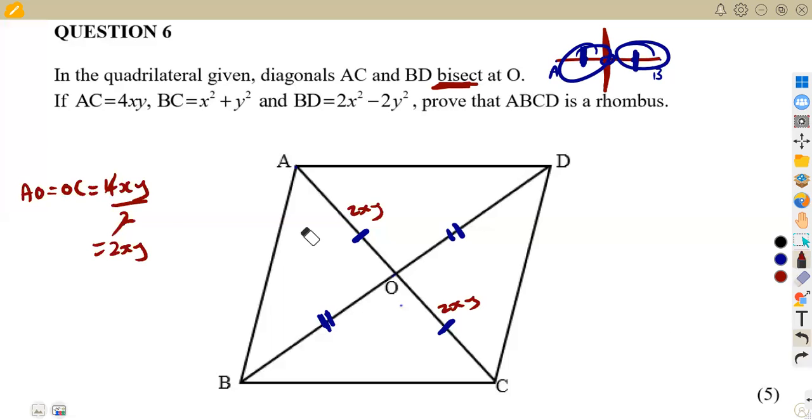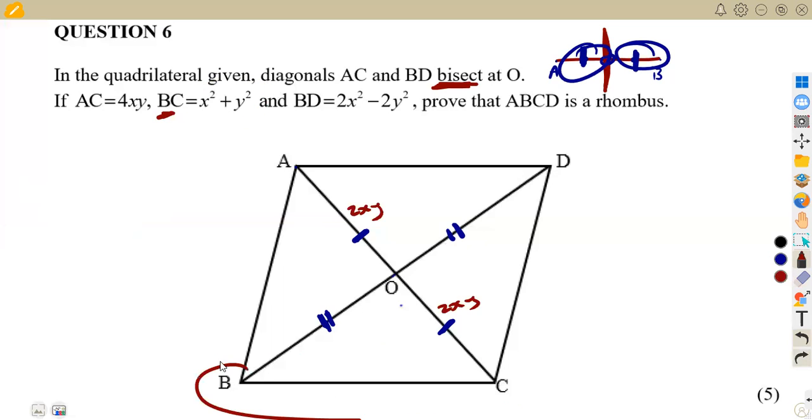All right. Let us move on to the same application again. BC is x squared plus y squared. BC, we are given this side, BC, right? This is given as x squared plus y squared. This is what you're given, and we do not even know about this side or this side because we do not know the shape so far. But we are just given that this is x squared plus y squared. Okay, which is fine. BD is given as 2x squared minus 2y squared.